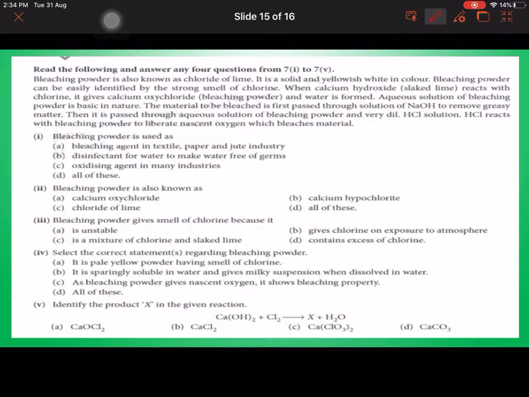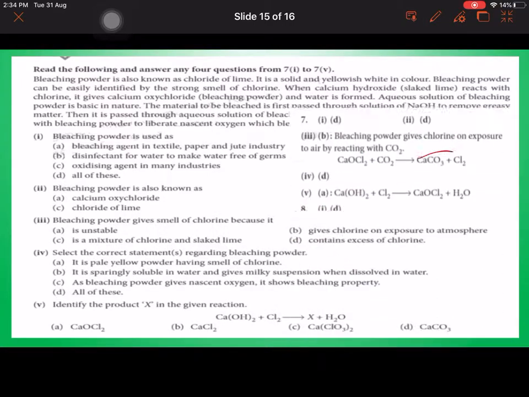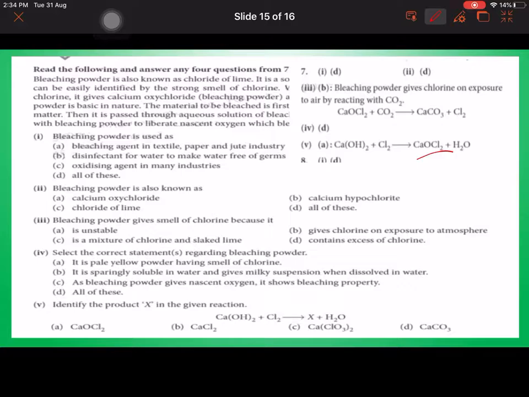Next, again read the following passage, you can write the answers also. Bleaching powder is used, so the bleaching powder first is D part, all of these are there. Second, D part. Third, you can write B part, fourth D part and fifth it's A part. So these are the 3 case study questions. Hope you like the worksheets.